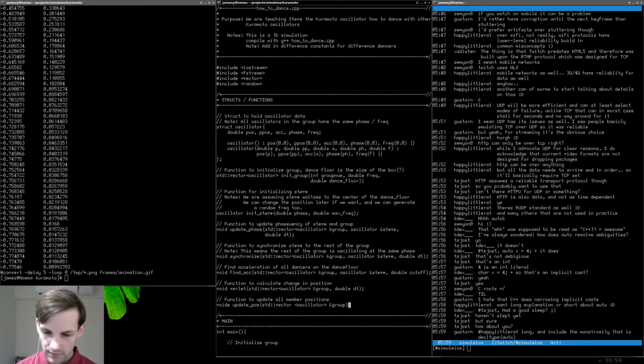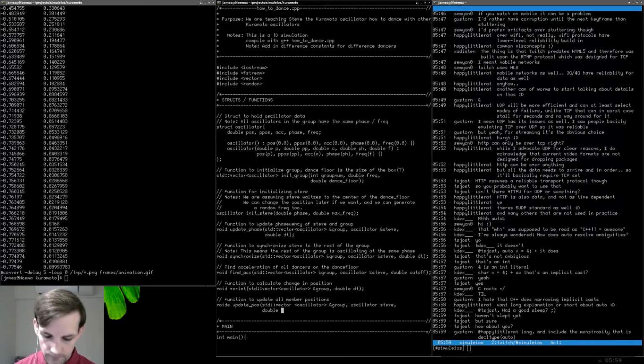We have all this, and let me see, what else do we need? I suppose we also need Steve, so we'll do std vector. Oh, he's just an oscillator. Steve. What else do we need? We need cutoff and DT. So I guess I'll go ahead and put these down here. Double cutoff and double DT. The order doesn't really matter too much. Okay, update positions: std vector oscillator group, oscillator Steve, double cutoff, double DT. And literally all this is going to do is find the acceleration and then do the Verlet algorithm.